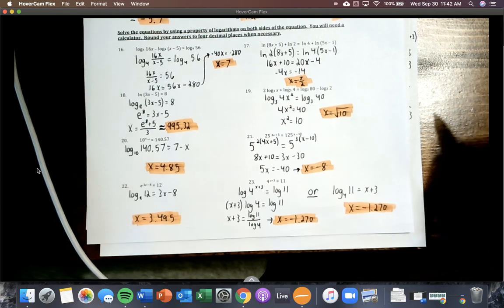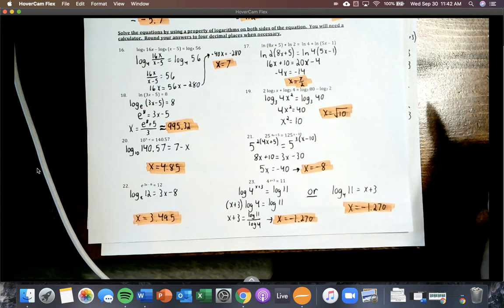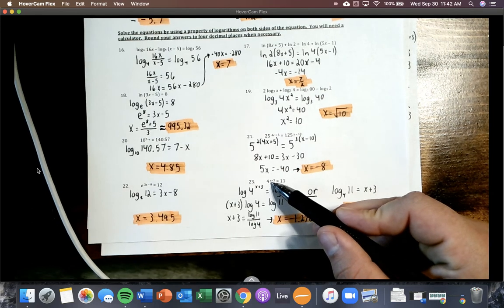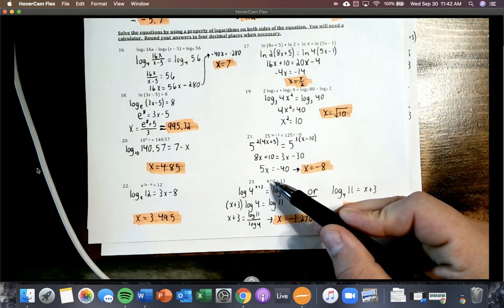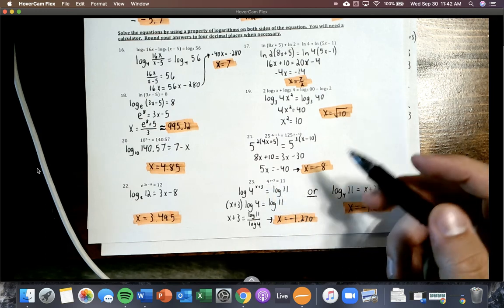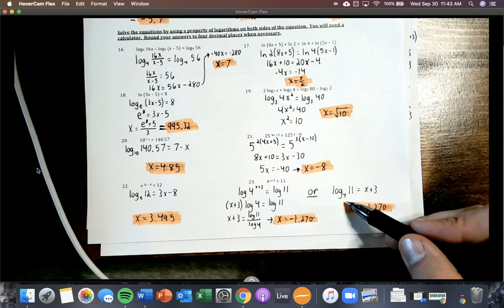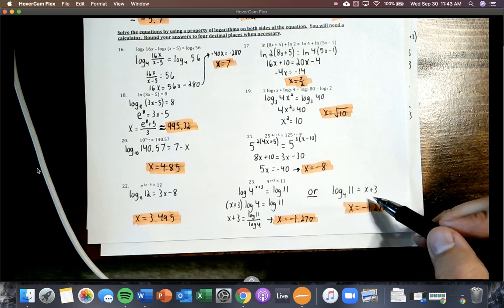Now, for number 23, there's two ways we can do this. Since we have the variable in the exponent, we know we can just change that to logarithm form. So log base 4 of 11 is equal to x plus 3.